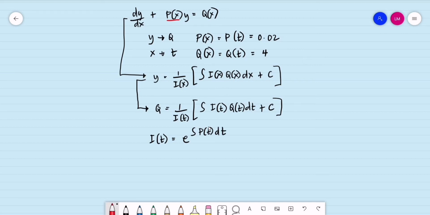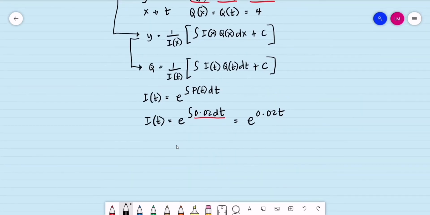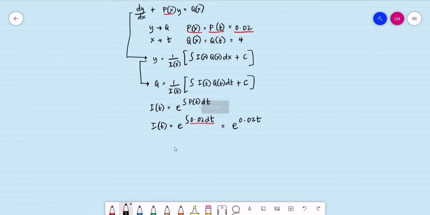So we can determine that value. What is the equivalent of P of x? Or again, we are using P of t. That is simply equal to 0.02. So our integrating factor I of t is now equal to e raised to the integral of 0.02 dt. What is the integral of 0.02 dt? That is basically equal to e raised to 0.02t. That is the equivalent of our I of t. So I think we are now ready to substitute.